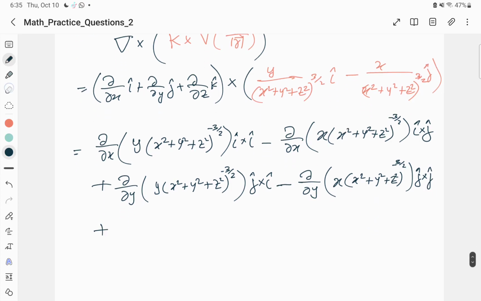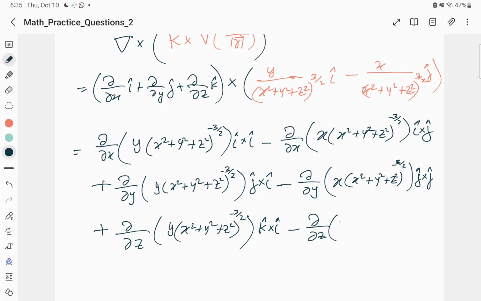And in the last line we start with partial by partial z. So partial by partial z is applied on y times the first one, (x square plus y square plus z square) to the power negative 3 by 2. Here we have k and here we have i, so this will be k cross i. And it will be negative partial z applied on x times (x square plus y square plus z square) to the power negative 3 by 2, and it will be k cross j.